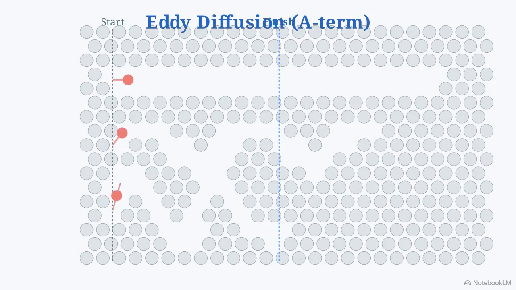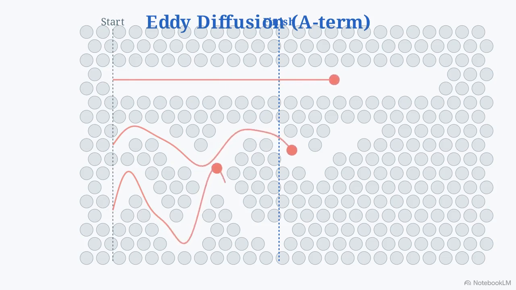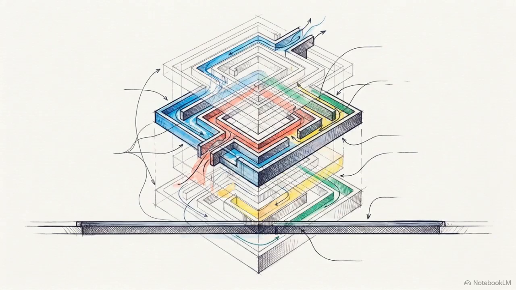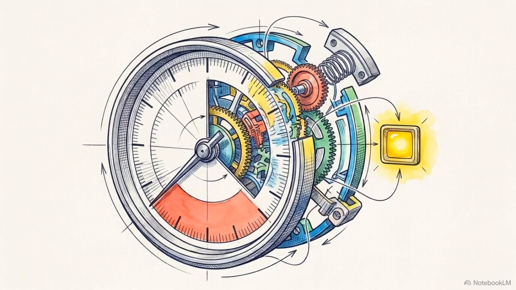Inside the column, molecules don't travel in straight lines. They must navigate a chaotic maze of packed silica particles. Some molecules find short, direct paths, while others weave through long, winding routes. Even though they started together, they arrive at the finish line at different times. Because this obstacle course exists regardless of how fast the liquid moves, eddy diffusion acts as a constant, unavoidable baseline of peak broadening. The second force is longitudinal diffusion, known as the B term.